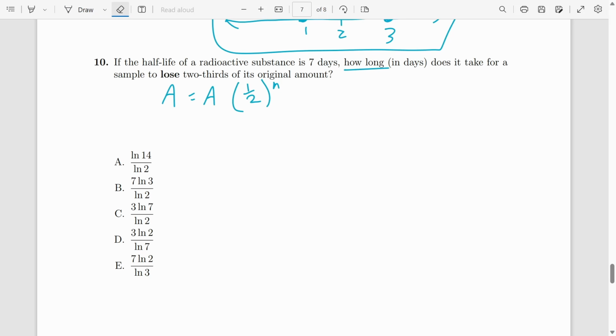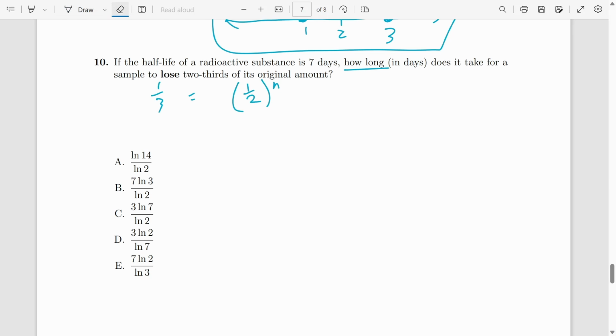We'll see that the final is actually just the initial times a third. So 1/3 A equals A times 1/2 to the power of n. So we can get rid of these A's now. So it's now just a third equals a half to the power of n. And we'd want to solve for n, so we'd probably just do the ln of both sides.